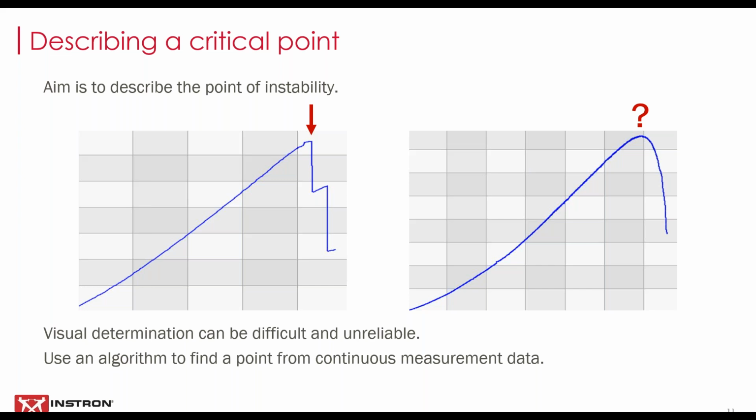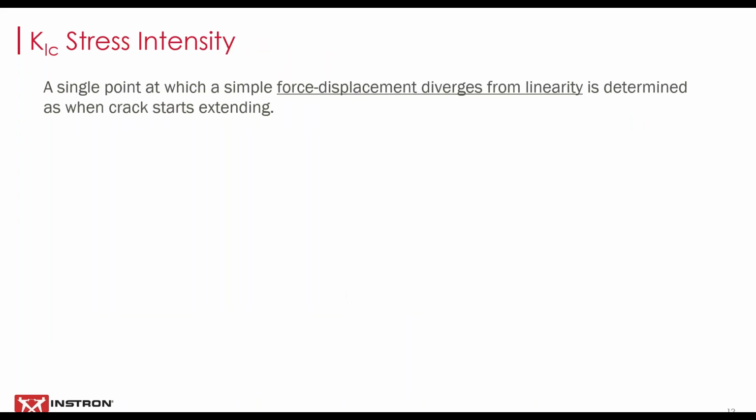So visual determination is actually used for some tests in composites and polymers still, but it can be difficult and it can be unreliable. Certainly, it's difficult to make it repeatable. So what we do is we use an algorithm to determine a point from some continuous measurement data, because for these metal specimens, we've had test equipment with good transducers for many, many decades now. So we're used to having continuous measurement data.